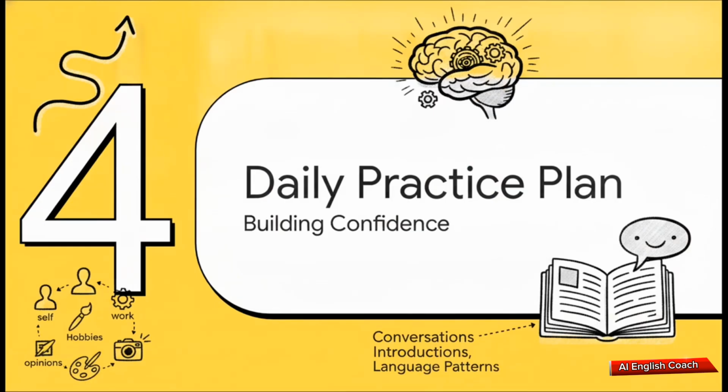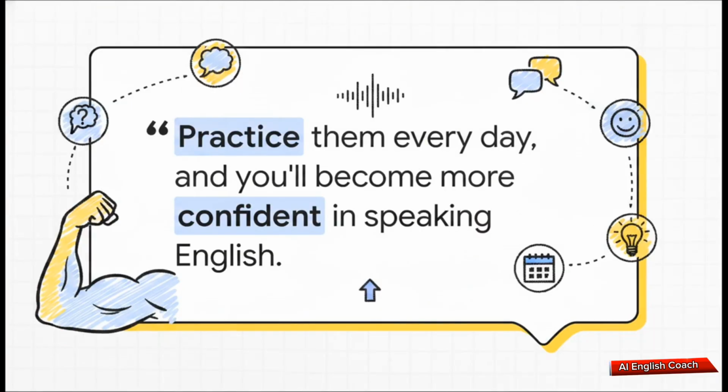Section 4, your daily practice plan. We've covered a lot of ground today. We've gone from basic introductions all the way to expressing complex opinions. But how do you actually make sure these 5 patterns for yourself, your work, your hobbies, your experiences, and your opinions actually stick? Well, our source material gives us the perfect recipe for success. Practice them every day, and you'll become more confident in speaking English. This isn't just a casual suggestion, it's the core recipe.